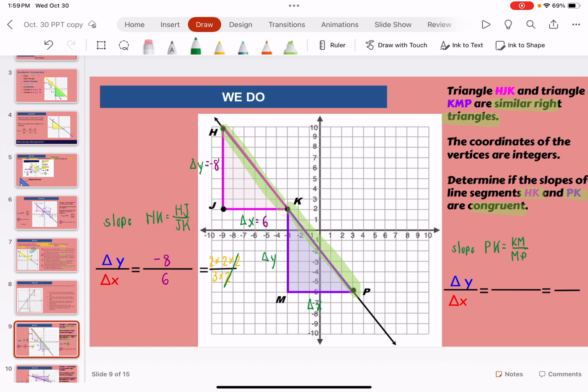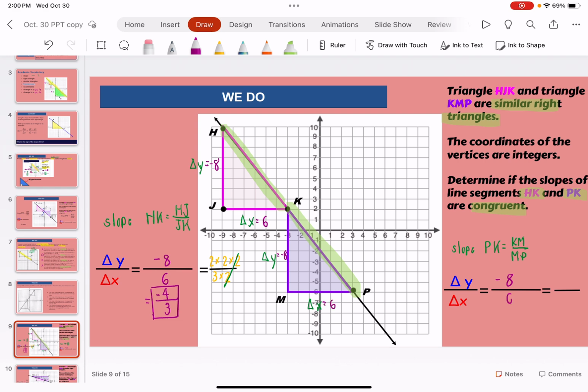Okay, so now I'm going to go back to writing my answer in simplest form. So 2 times 2 is 4, and then we're left with 3 on the bottom. And because our slope was originally negative, we have -4/3 as our slope of HK. So to find our slope of PK, we have to find the length of KM. KM is also -8. And then MP is also 6.